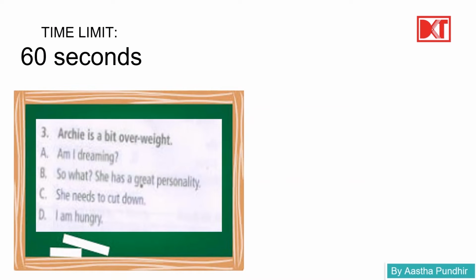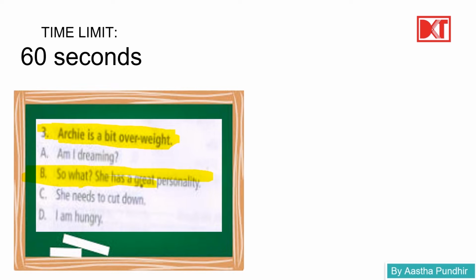She is a bit overweight. So what could the response be to this? A. Am I dreaming? B. So what? She has a great personality. C. She needs to cut down. Or D. I am hungry. Okay, so you see we're talking about this person, Archie, who's a bit overweight. Alright, now here the correct response could be, so what? She has a great personality.